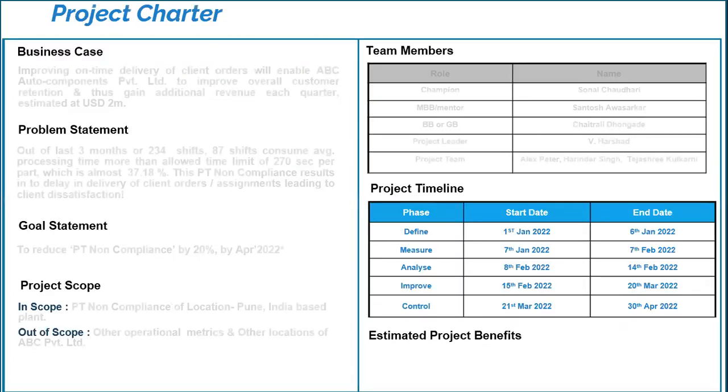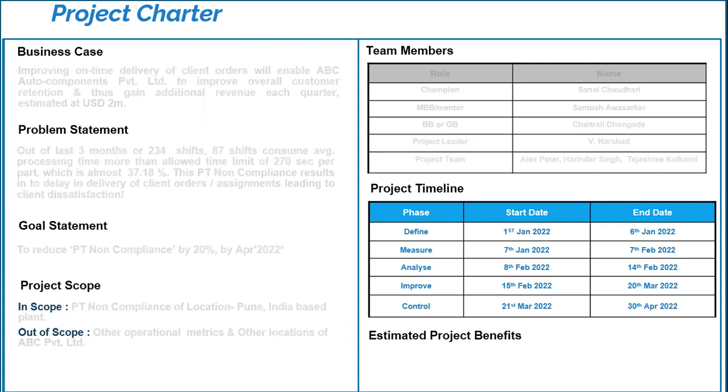This is how we can have it in our project charter. You can see the start date and end date for each and every phase over here: define phase, measure phase, analyze phase, improve phase, and control phase. So this gives clarity. When are we going to start the project? Here, the define phase is going to start on the 1st Jan 2022 and is about to finish on the 6th Jan 2022, within a week's time. At the same time, we're going to finish the complete project on 30th April 2022.